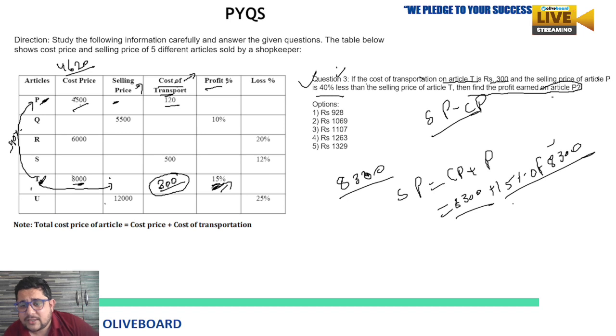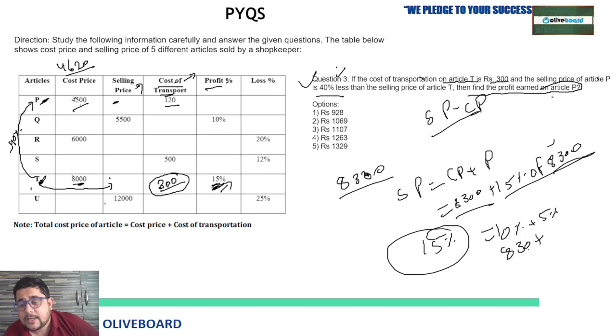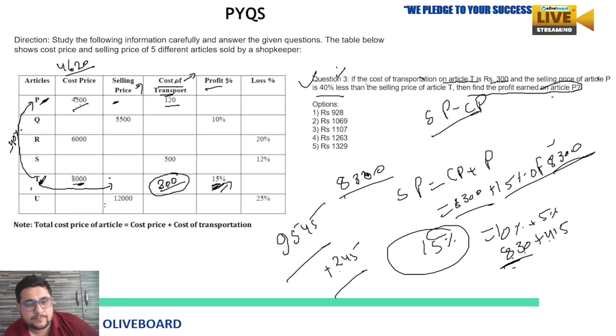Can we calculate this directly? Yes, it is possible. See, 15% can be written in this form also, 10% plus 5%. So 10% of 8,300 is going to be 830, and 5% means half of this 830, which is 415. Just add 830 plus 415, so 1,245. So just extend this: 8,300 plus 1,245. So it is going to be 9,545. This is the selling price of article T.